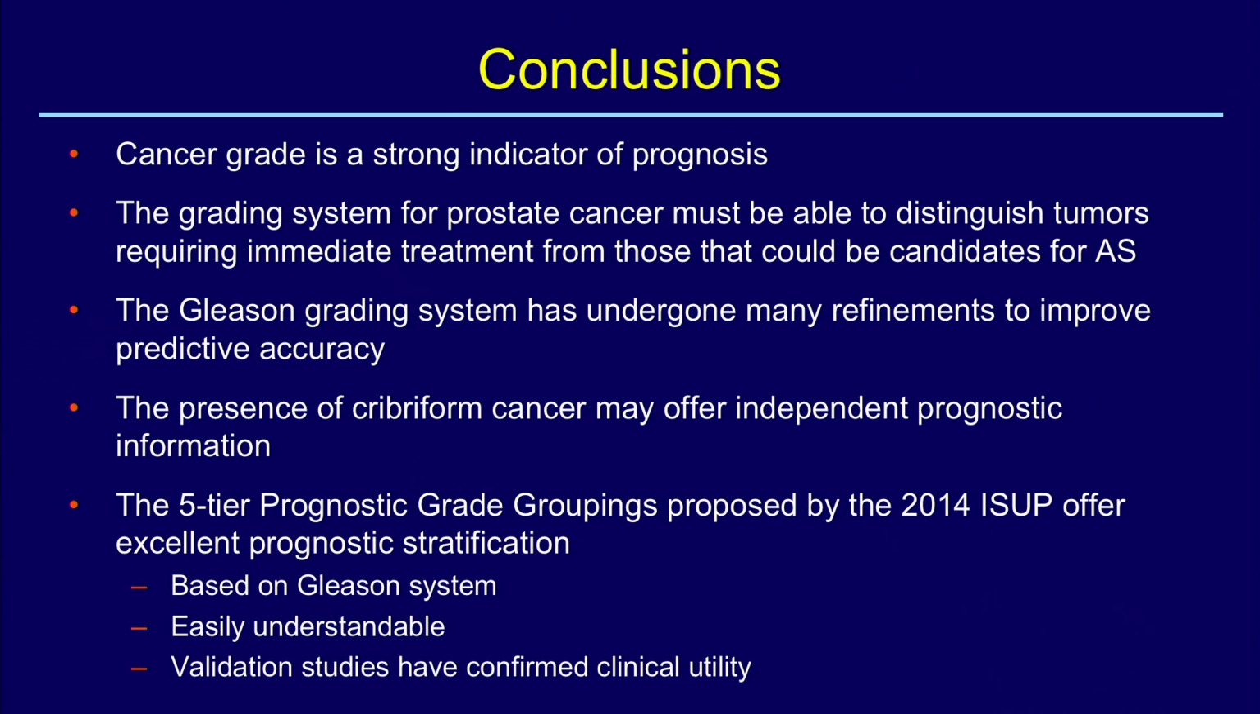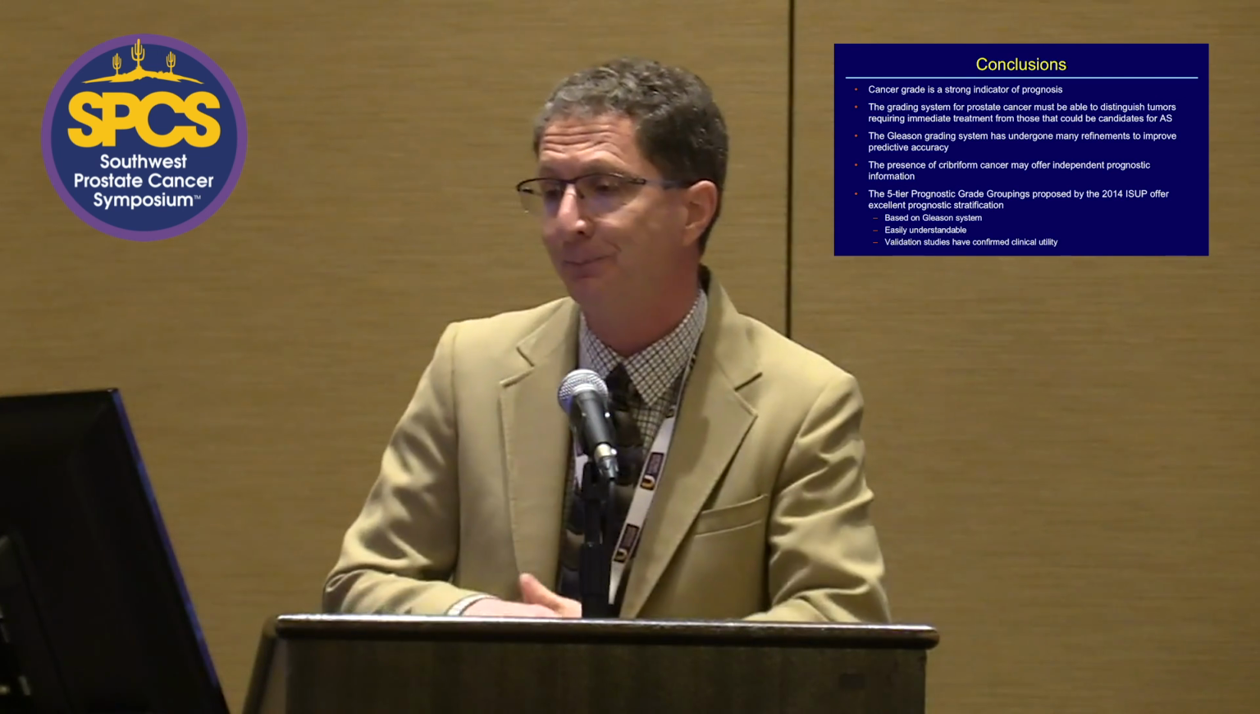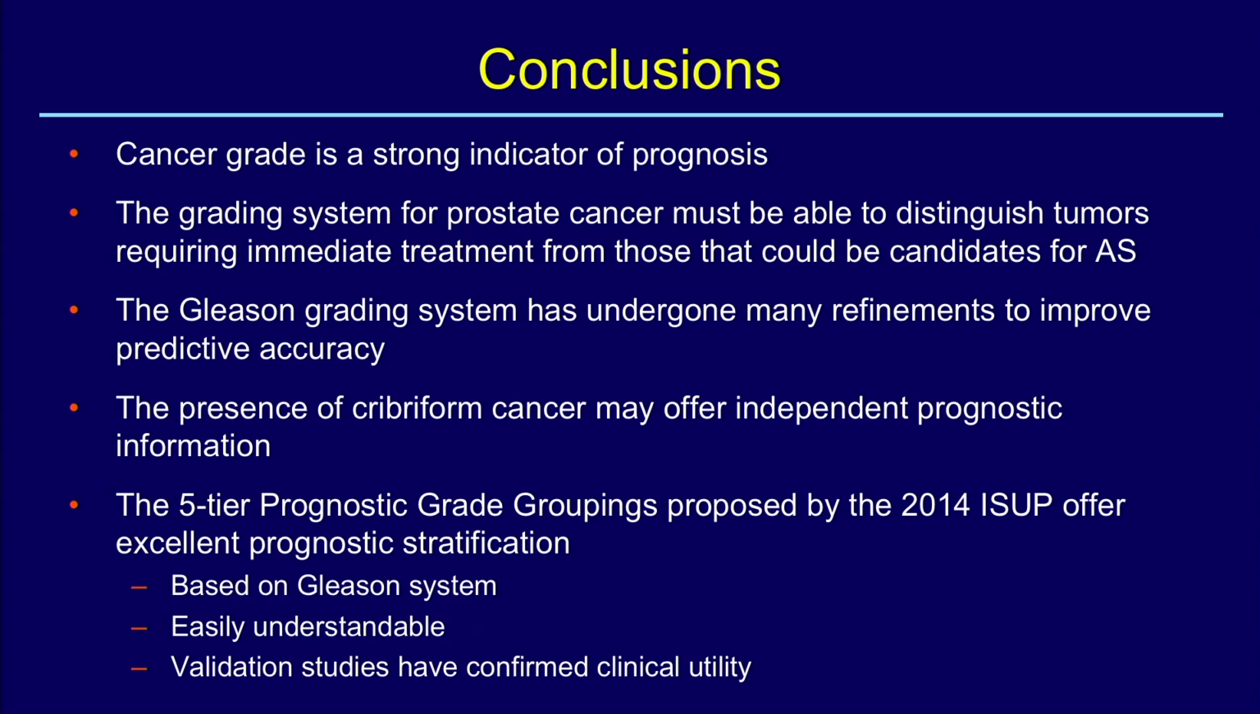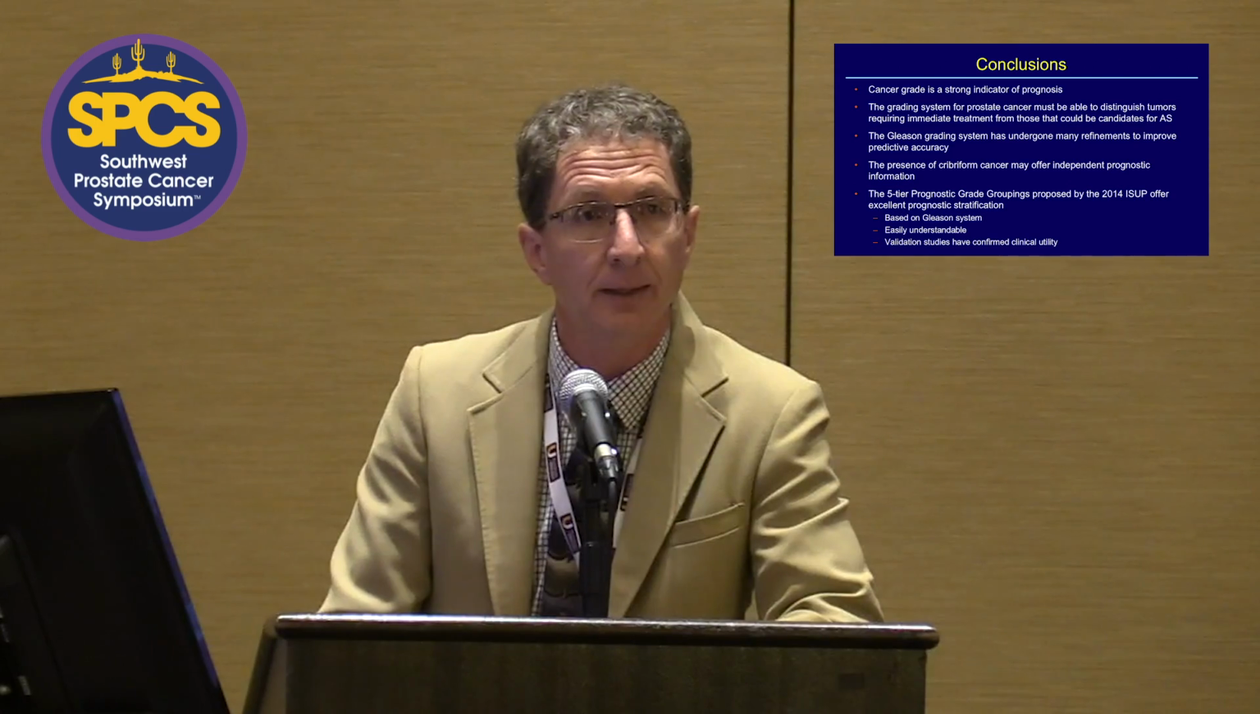And so we really recommend that if you see any cribriform cancer in a biopsy, that actually become part of the process. So if I say a patient's got a 4+3 carcinoma, I'll actually say with a cribriform cancer component in it. And the 5-tier prognostic grade groupings proposed by the ISUP offer excellent prognostic stratification. It's based upon the Gleason system, it's easily understandable, and validations have already confirmed its clinical utility.